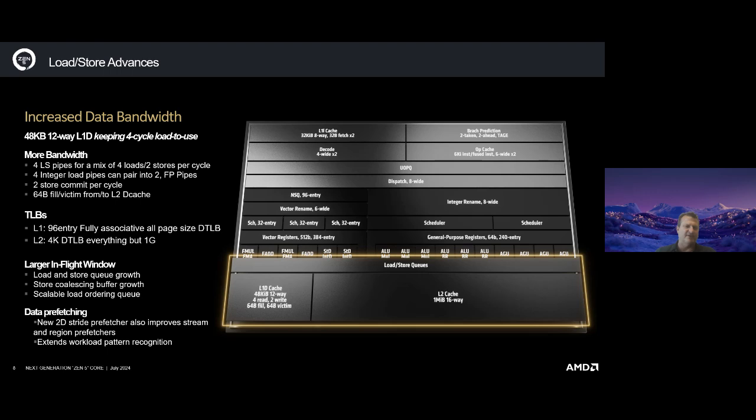Data prefetching, we have a new 2D stride prefetcher, and doing so also improves the stream and region prefetchers. And we're better at picking up different patterns with our prefetchers. It's really important for us to have good prefetching so we can keep ahead of those misses and be able to deliver the data as fast as possible as those new instructions are coming in. We want them to be able to hit that full 4-cycle load to use because we prefetch the data into the cache.